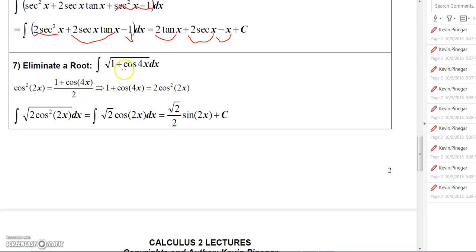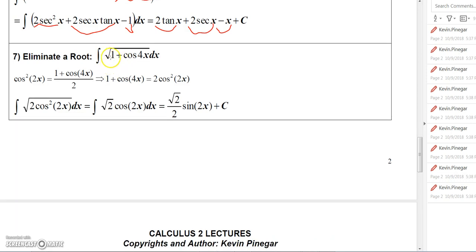On this next one, I'm going to eliminate a root. So it turns out that there's a trig identity that says if you have the cosine squared of an angle, then that can be written as 1 plus cosine of twice the angle, so in this case cosine of 4x, all over 2. And if I multiply both sides of this equation by 2, I would just get 1 plus cosine of 4x is equal to 2 times cosine squared of 2x. So I can replace 1 plus cosine of 4x with the 2 cosine squared of 2x.